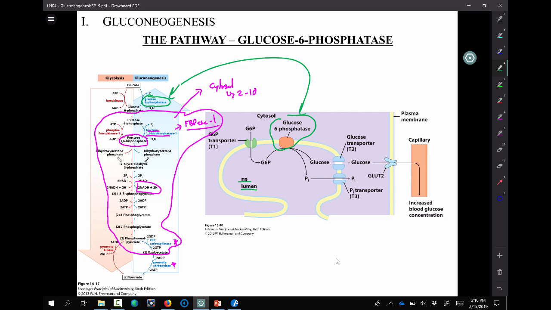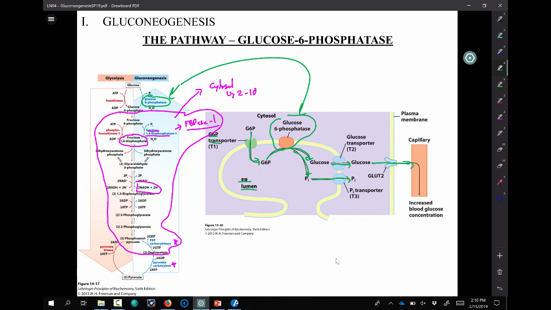Okay, I had a question about that after class. It's a smooth ER that you're looking at here. Okay, and then there's a glucose 6-phosphate transporter that gets glucose 6-phosphate into the lumen of the ER. That is converted to glucose by glucose 6-phosphatase, which takes the phosphate off of it. Glucose is transported back out into the cytosol, and then glucose can be transported out into the bloodstream.